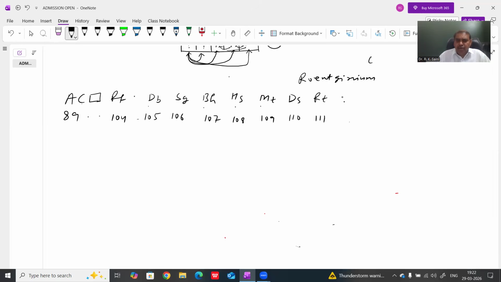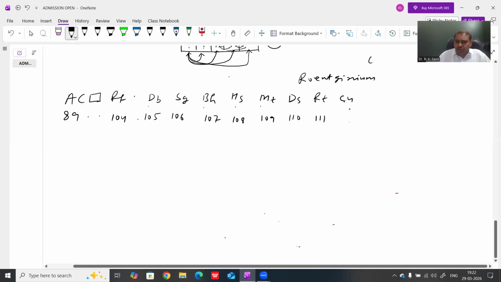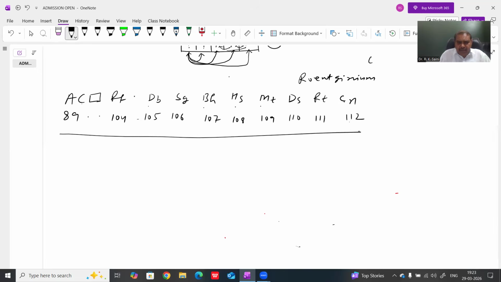And the next element, or last element, of the 6d series is copernicium. Copernicium, IUPAC symbol Cn, atomic number 112. The differentiating electron enters into the 6d series. The inert gas is radon.